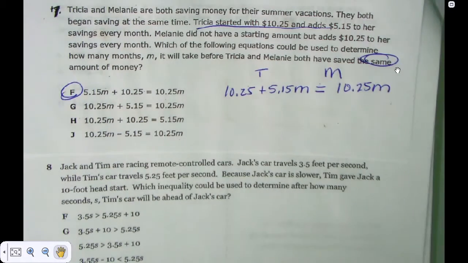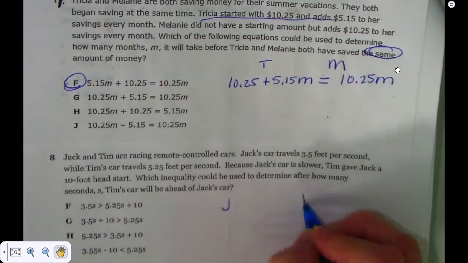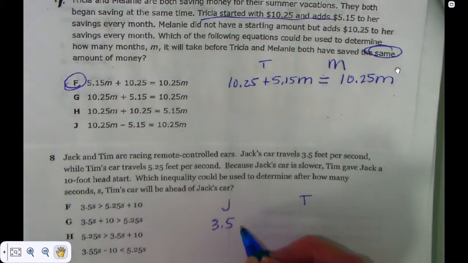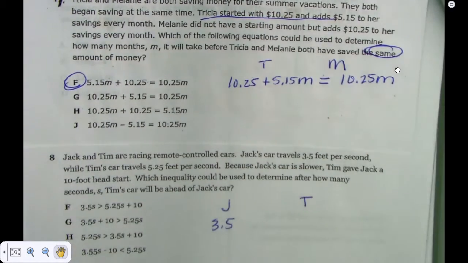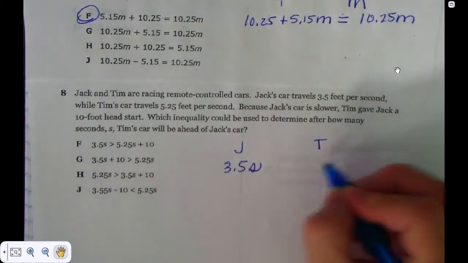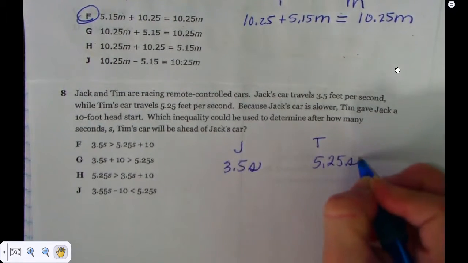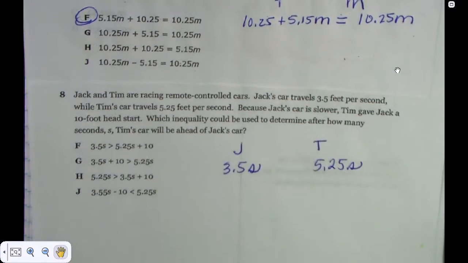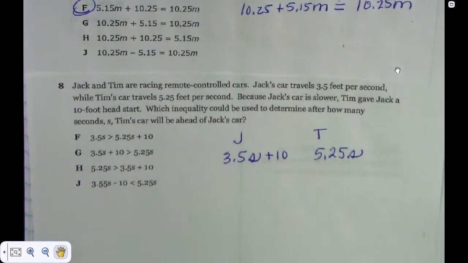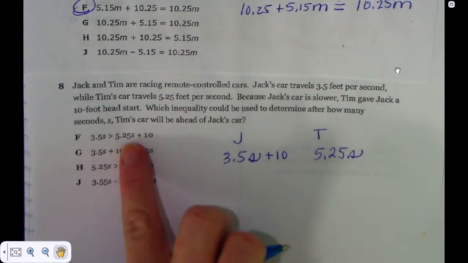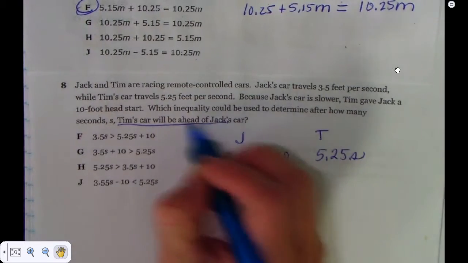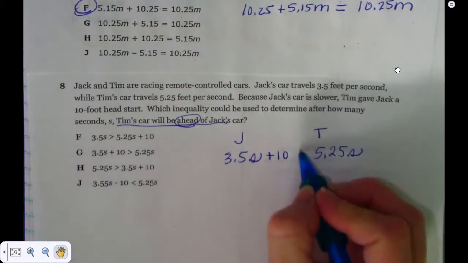Okay, look at 8. We've got Jack and we've got Tim. Jack goes 3.5 feet per second, and Tim goes 5.25 feet per second. Rate times time gives you the distance. But Jack's slower, so they gave him a 10-foot head start. We want to know S, the seconds that Tim's car will be ahead of Jack's. Be ahead. So what symbol am I going to put here?